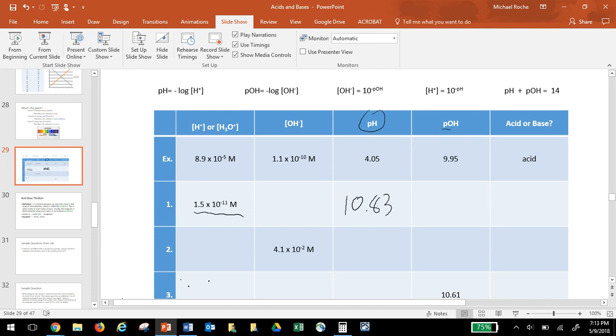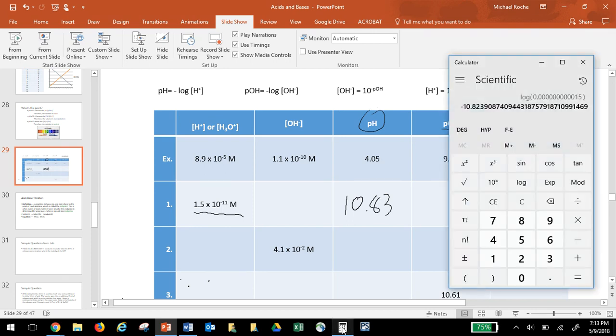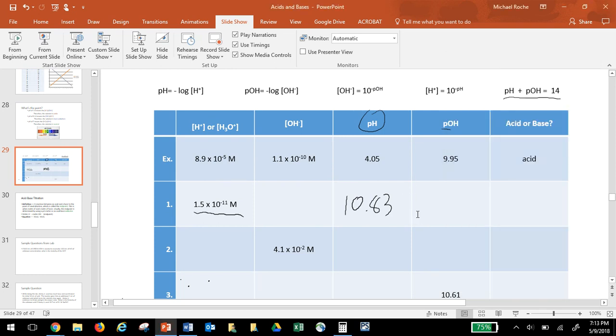The pOH is easy to figure out because pH plus pOH equals 14. So 14 minus 10.83 rather. 14 minus 10.83, enter. There you go, 3.17. That is 3.17. And then to figure out the OH concentration, that'll be 10 to the power of the minus pOH. So we have our pOH is 3.17.